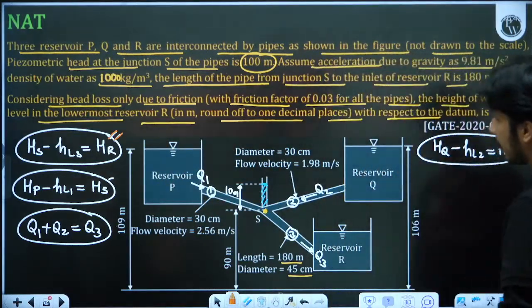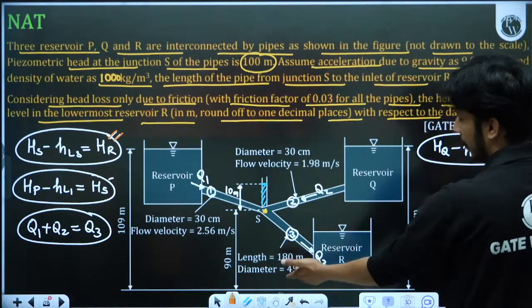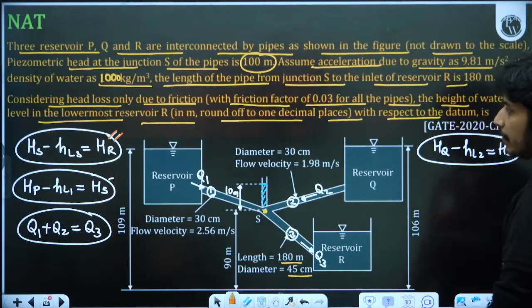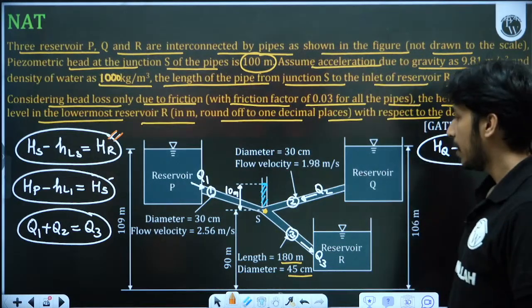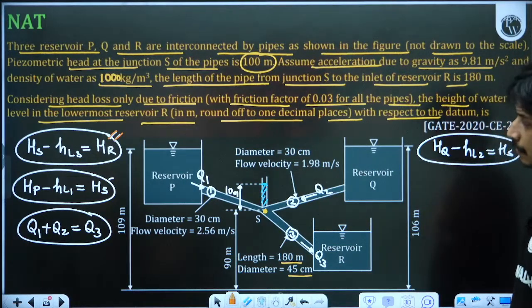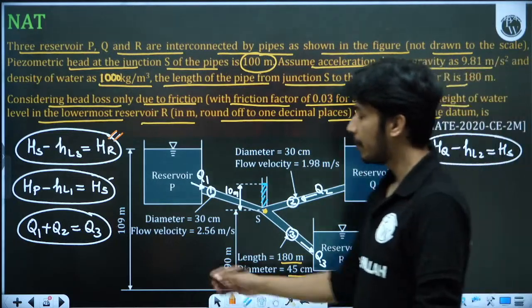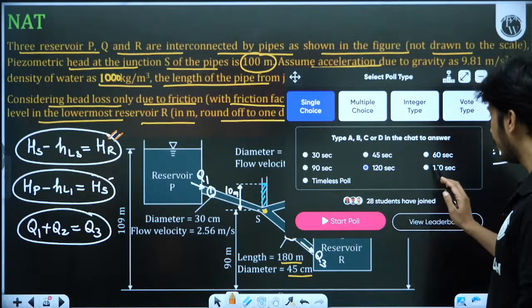Nothing else is required because friction factor is given 0.03, length is given, diameter is given. Just you have to calculate the discharge. The remaining thing is given. I think discharge is also given. No, discharge is not given. You have to calculate the discharge. If you know the discharge, here the head is HS, here the head you have to calculate. If you know the discharge only, then you can calculate this thing. So discharge you can calculate from here. Q1 plus Q2 is equal to Q3. Okay, solve this. This is a very good question.